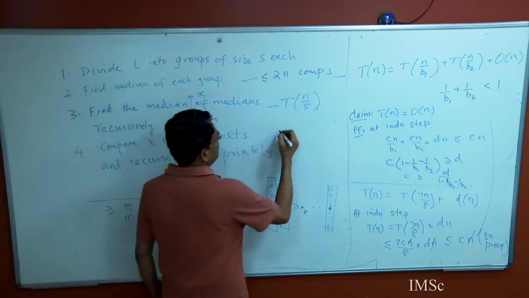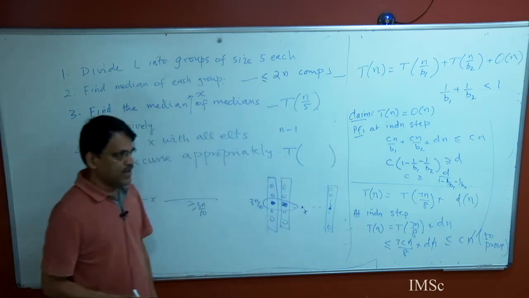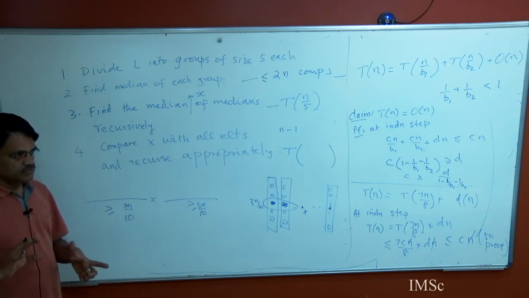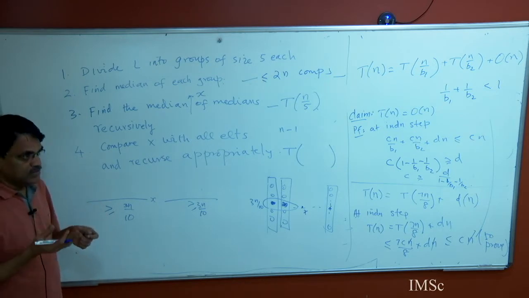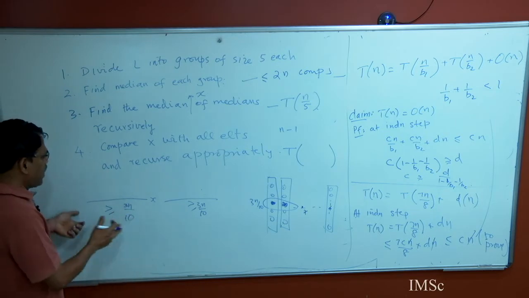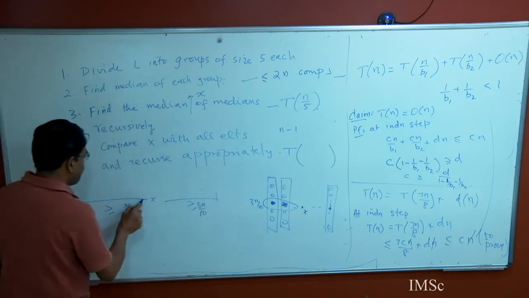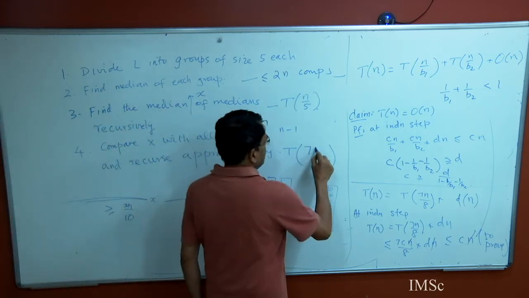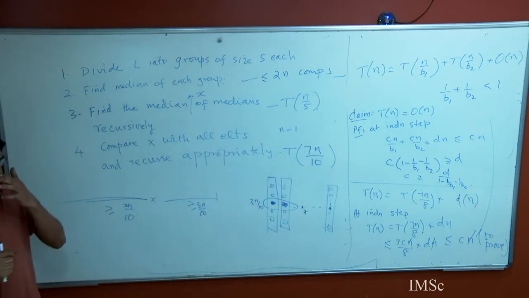Comparing will take me n minus 1 comparisons. So now when I am recursing, how many elements will there be at maximum? I don't know where I am recursing, but it is 7n by 10, because at least 3n by 10 are thrown out. For all I know, maybe only 3n by 10 are larger than this and everybody else may be here and I may be recursing here, or the other way. But wherever I am recursing, what is left would be at most 7n by 10.